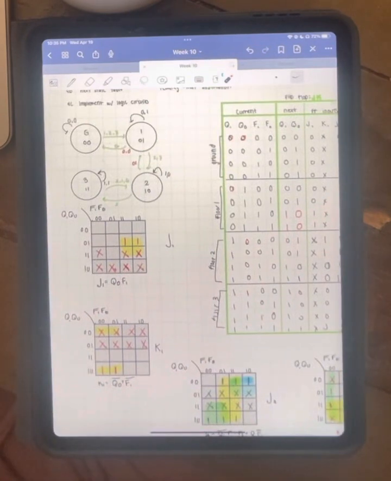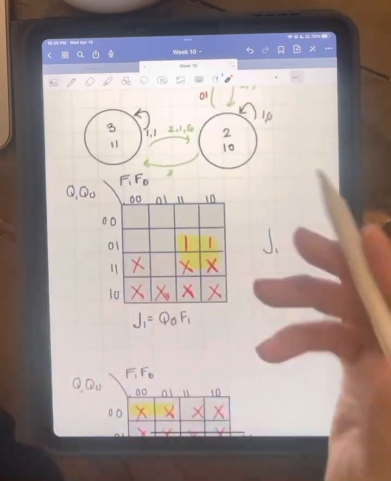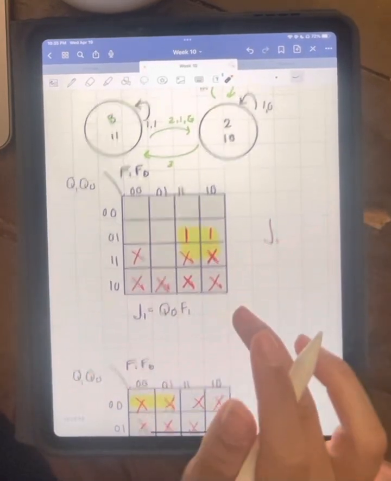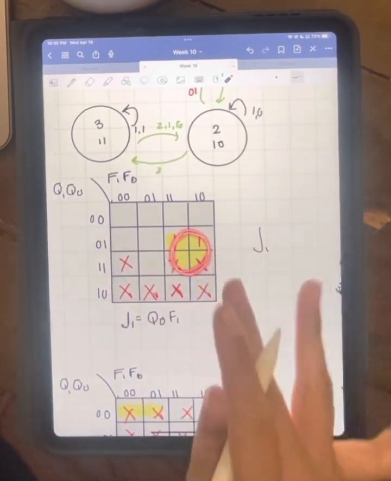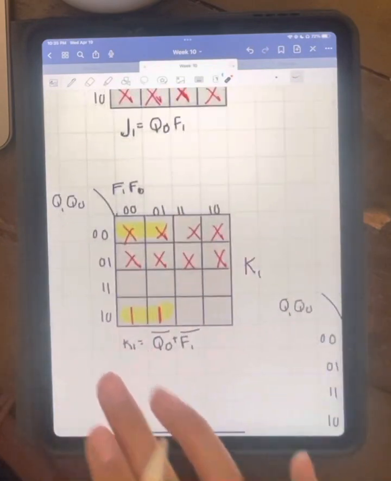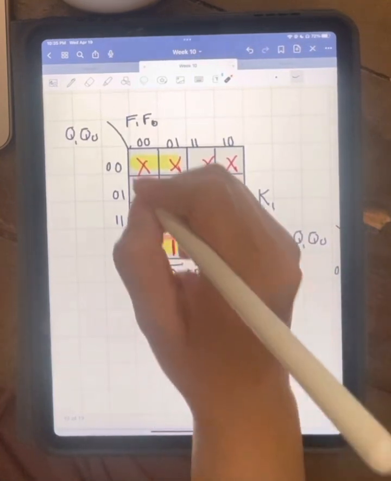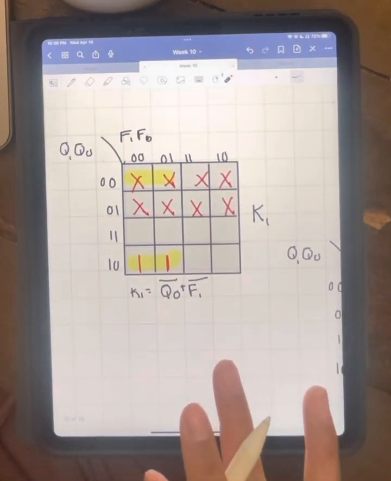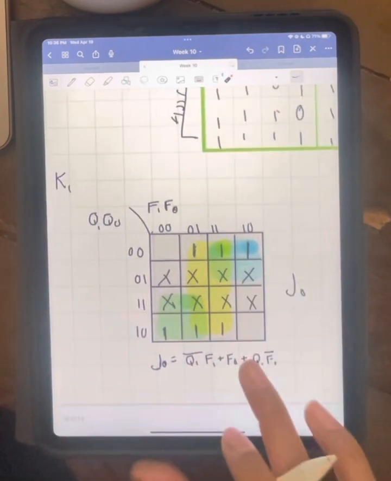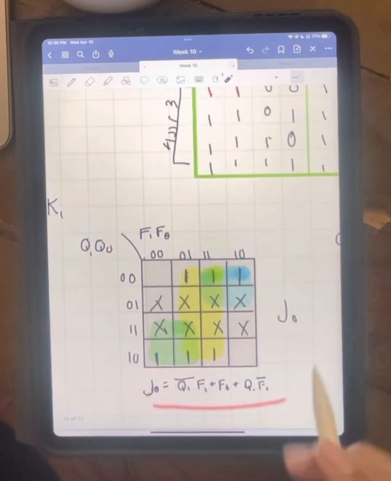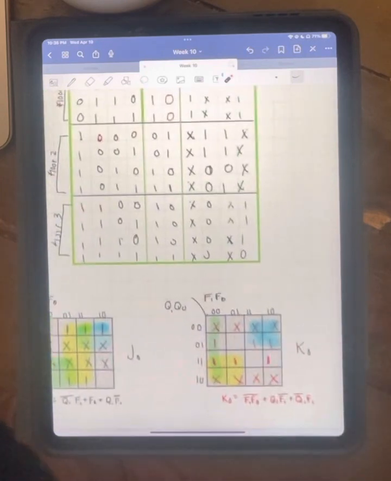From the K-maps, we can derive the Boolean equations. So I've already done those. This is going to be the K-map for J1. And again, the do not care conditions are helping here. They're going to be helping everywhere. But this is going to be the K-map for K1. We have the wraparounds. J sub 0 got a little messy, but we're here. And K sub 0 again got a little messy, but we're here.